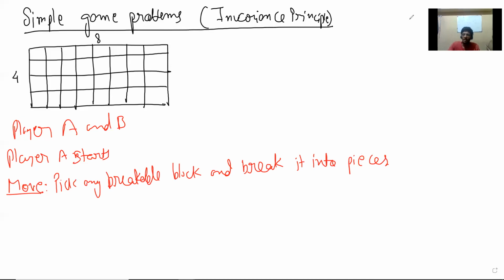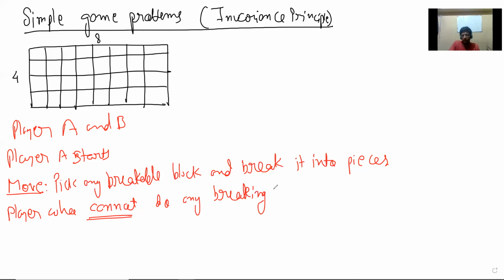Okay, now this should be clear. But there'll come a time when you can't break anymore, right? So a player who cannot perform any breaking loses. Okay. Right? Question is, who will win? Yes. So it alternates, always.